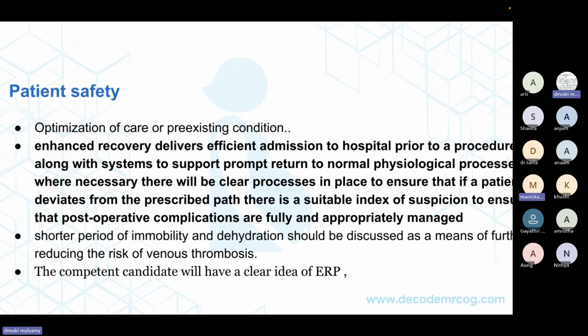Optimization of care or pre-existing conditions. Enhanced recovery delivers efficient admission to hospital prior to procedure, along with a system to support prompt return to normal physiological process. Wherever necessary, there will be a clear process in place to ensure that if the patient deviates from the prescribed path, this point is very important, then we may have to stop the enhanced recovery pathway and come back to the routine pathway. Okay, this needs to be mentioned, which I have not mentioned. Shorter period of immobility and dehydration should be discussed as a means of further reducing the risk of venous thromboembolism, and the competent candidates will have a clear idea of ERP.